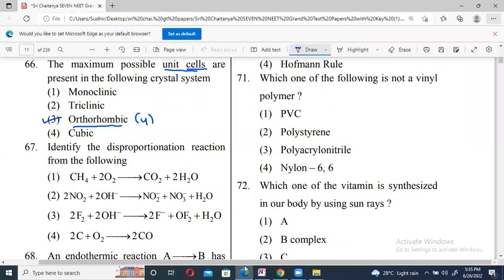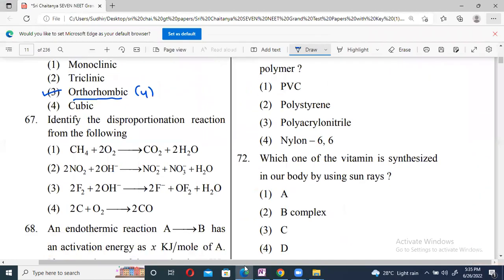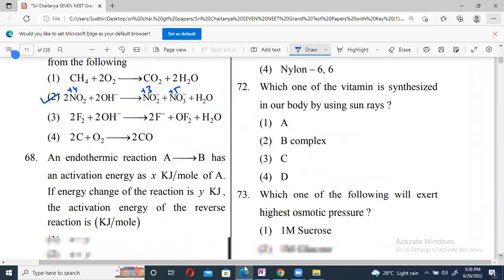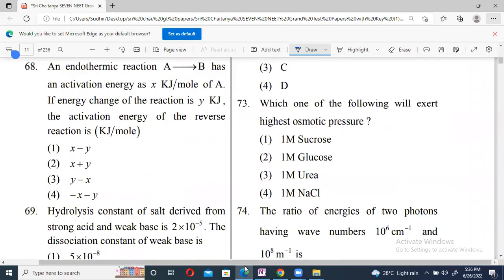Question number 67. Identify the disproportionate reaction. It's very simple to identify. Here nitrogen oxidation number you can find out +4. And here nitrogen oxidation number: 2 2s are 4, -4 becomes +4, -1 +3. And here it becomes +5. +4 to +3 reduce, +4 to +5 oxidize. Example of disproportionate reaction.